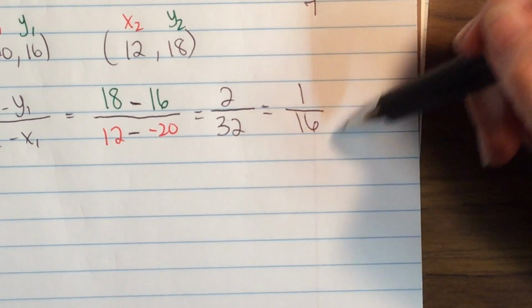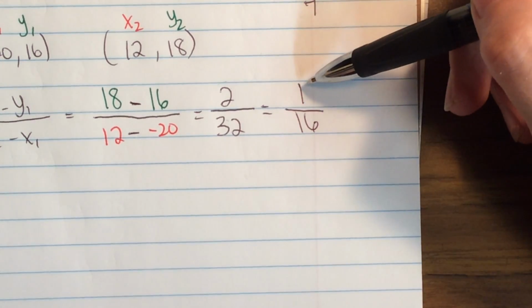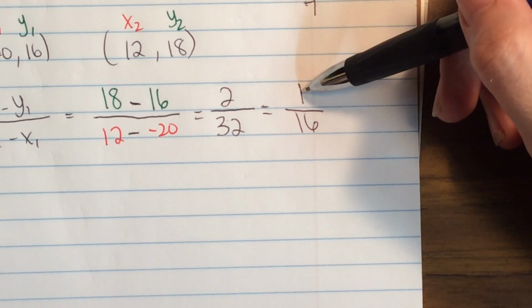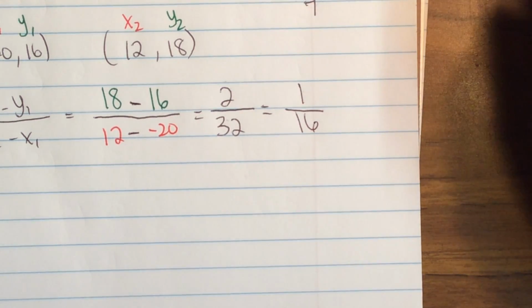That's as low as it can go, because one of the rules of reducing fractions is if it has a 1 in the denominator or the numerator, then you're done reducing. There's no more you can do.